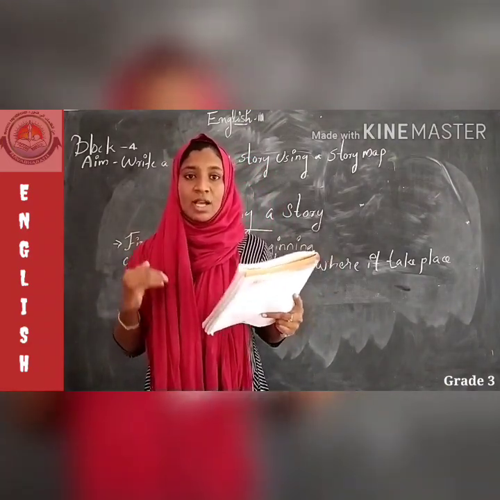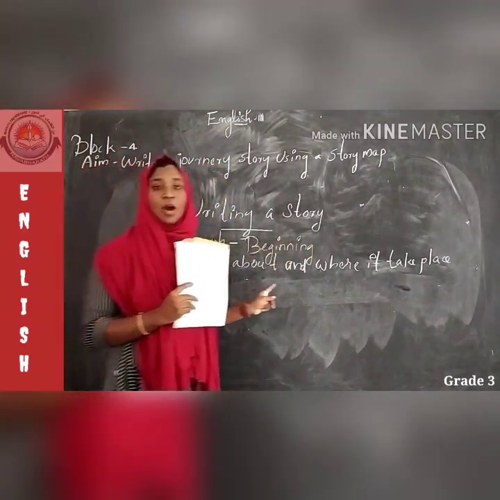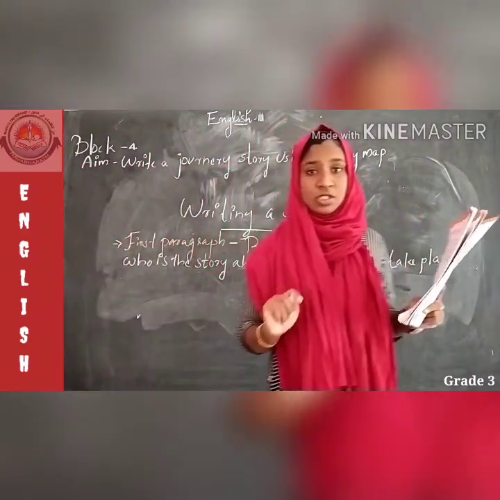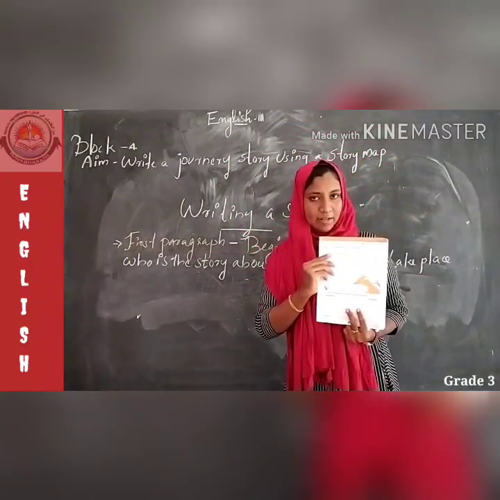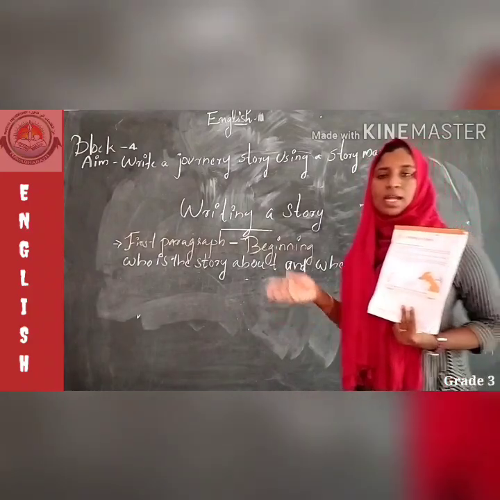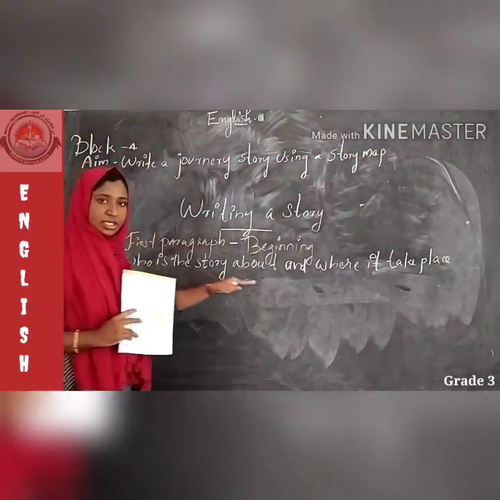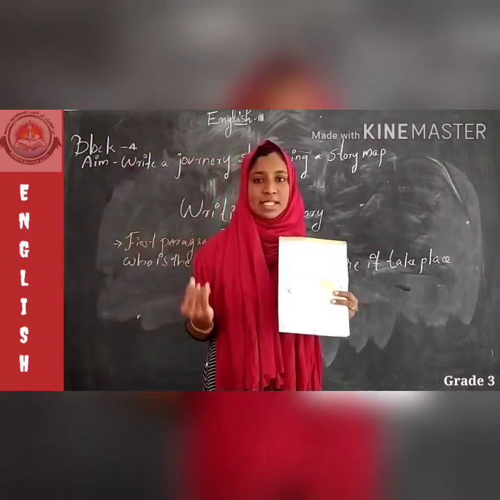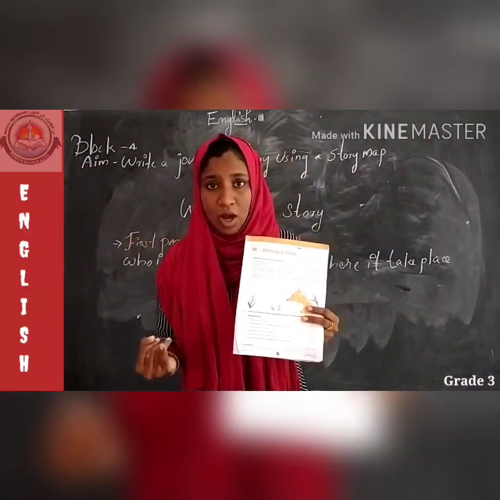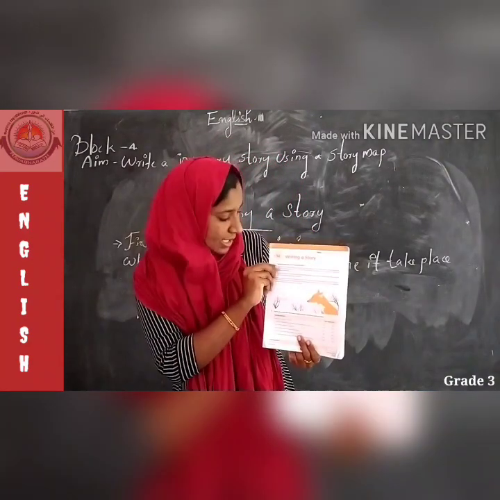From that line, we understand that here it is the story about a hare and a fox. So the beginning itself we could understand these two things, isn't it? While you are writing a story, you will be clear on these two things: what's the story about and where does it take place, isn't it? Here it is very clear, isn't it?